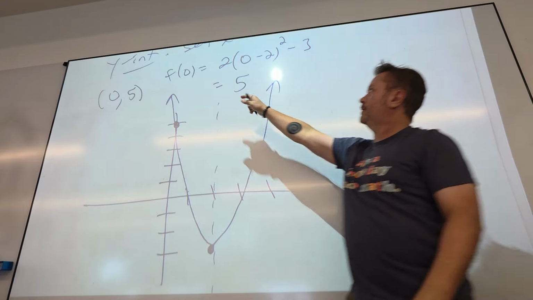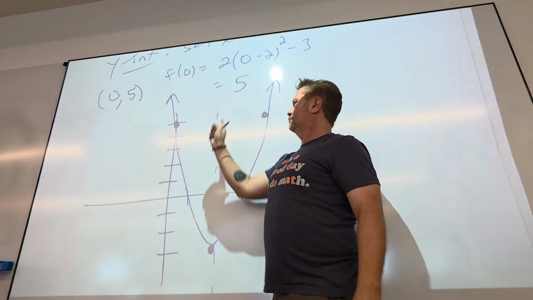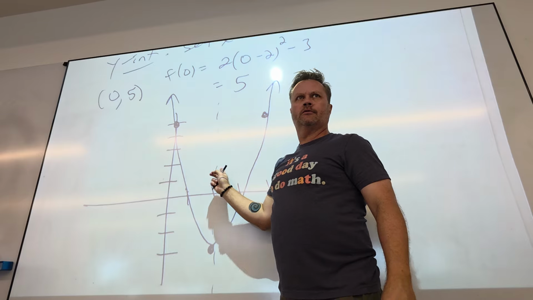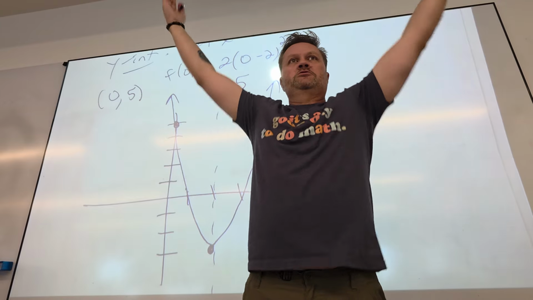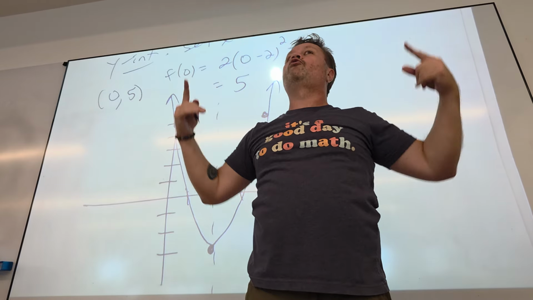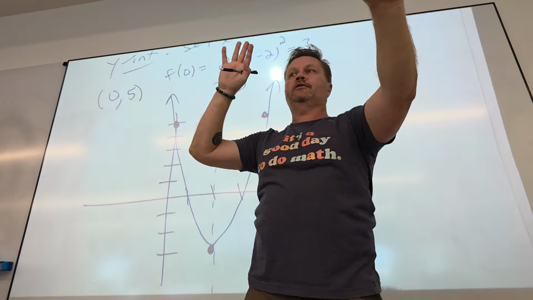Can somebody tell me, if I would have made that a 1/2, what would have happened to the picture? It would have gotten wider, yes. Because that would have been a compression. So it would get wider. It would rise slower because it's related to the slope.